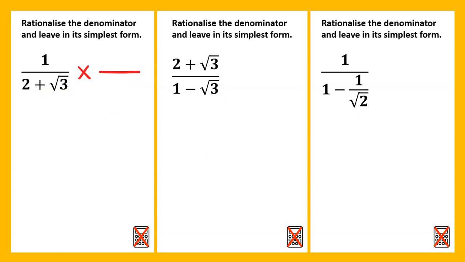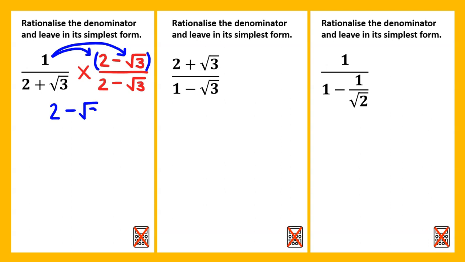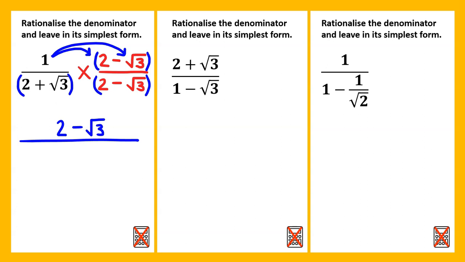Instead, we need to use what we know about difference of two squares. So you need to keep the terms the same and have 2 and root 3, but we need to change the sign to a negative. Doing the same at the top would be 2 minus root 3 also. And starting with the numerator, we need to do 1 multiplied by 2, which is 2, and 1 multiplied by negative root 3, which is negative root 3, over, and this time we have double brackets.